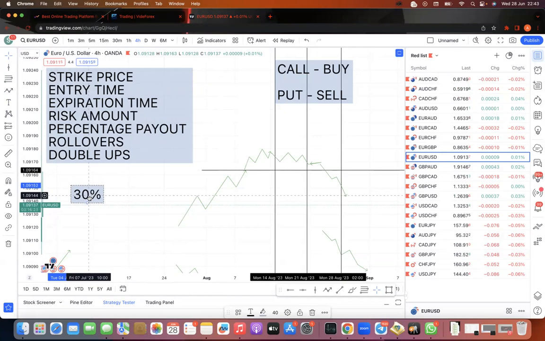If I roll over again, the broker is going to take 30% of $13, no longer $10, which is $3.9, and add it to my $13. If I roll over again, the broker is going to calculate 30% of $16.9 and take it from my account and add it again there. And they will just keep giving me extra time. So my initial amount was $10.